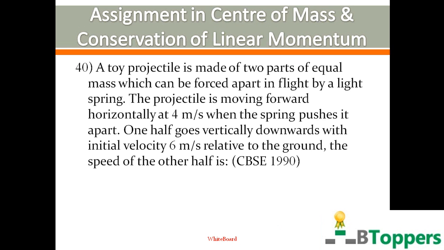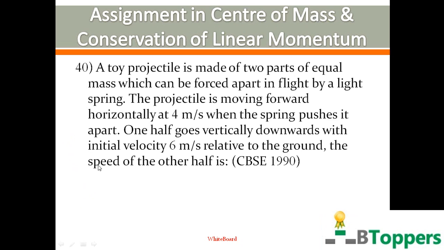See the question number 40. A toy projectile is made of two parts of equal mass which can be forced apart in flight by a light spring. The projectile is moving forward horizontally at 4 meters per second when the spring pushes it apart. One half goes vertically downwards with initial velocity 6 meters per second relative to the ground. The speed of the other half is. So here I choose the horizontal direction in which the projectile is moving before explosion as positive direction of x-axis.